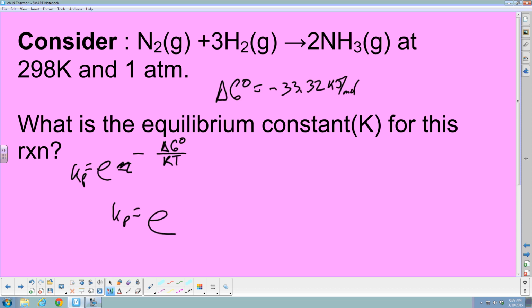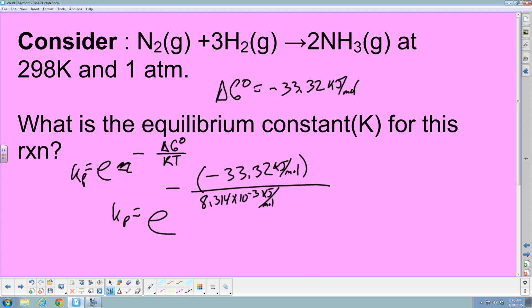It's going to be equal to e to the negative, be careful here, negative 33.32 kilojoules per mole over R, 8.314 times 10 to the minus third kilojoules per mole Kelvin times 298 Kelvin. Great. And if we're lucky, we will get a number. Let's find out what it is.